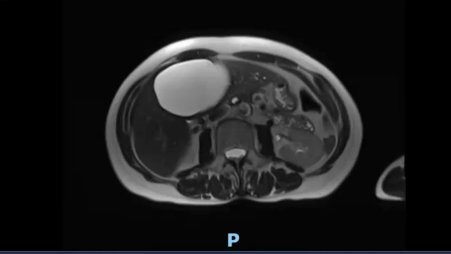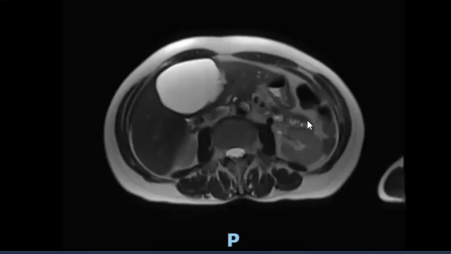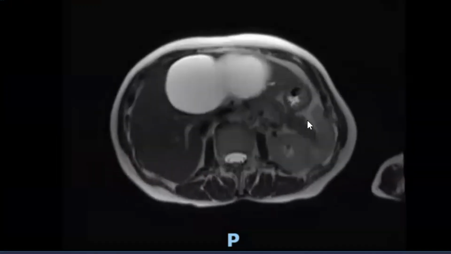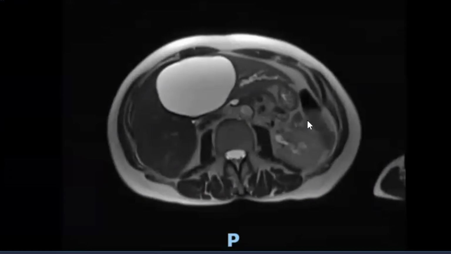So in your unit, you decompress the bile ducts, even if the patient has no symptoms and even if the liver tests are normal? Yeah, we perform the fenestration of the cyst. Right.